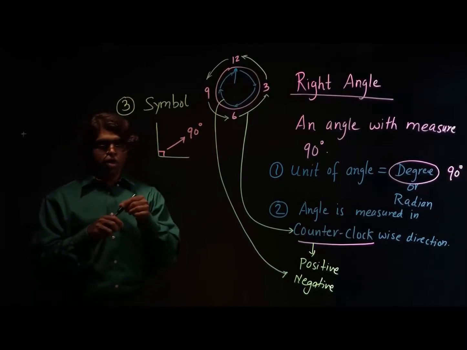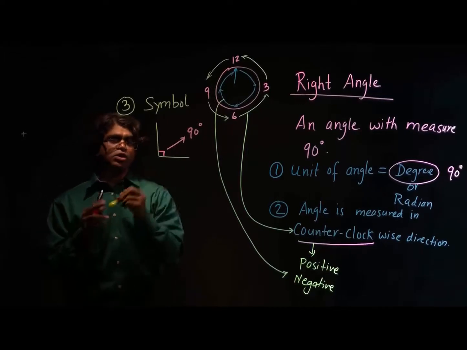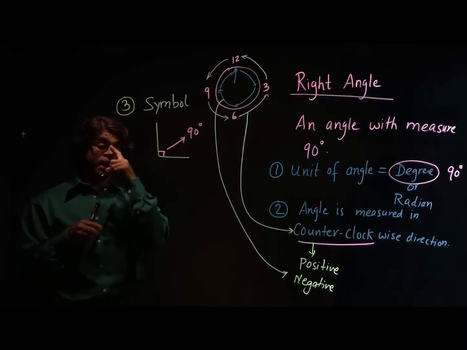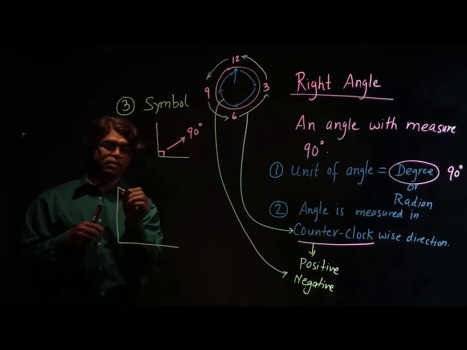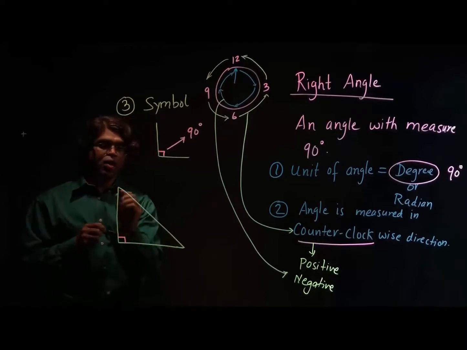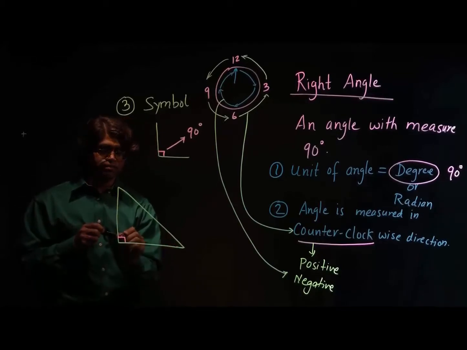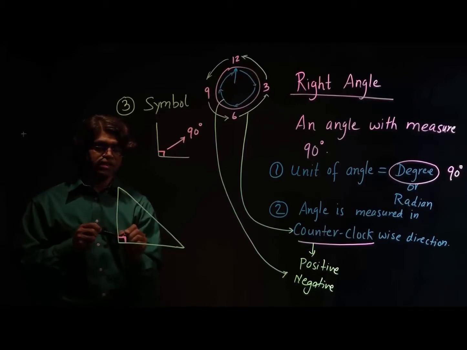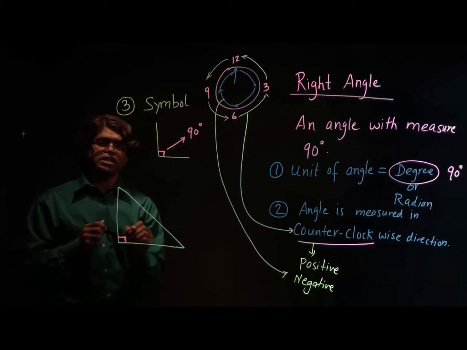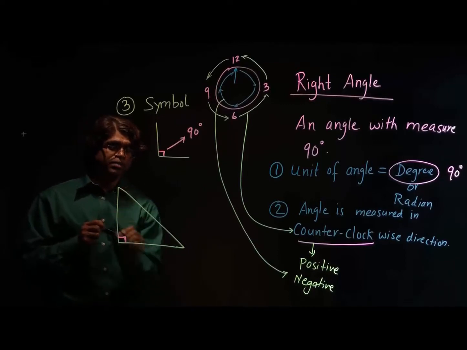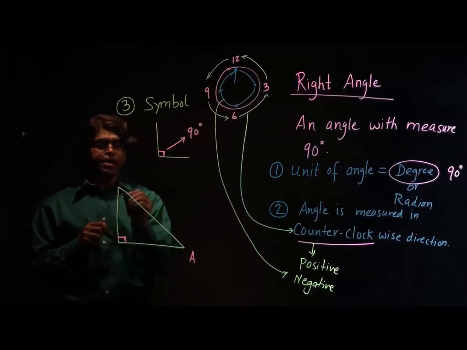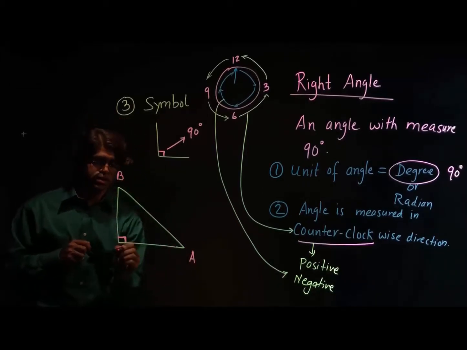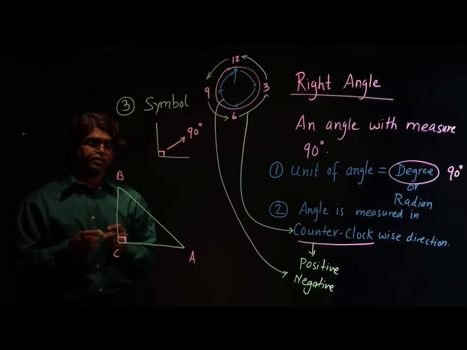Now I'm going to consider a right triangle. How do I know this is a right triangle? I have this symbol given. If this symbol is given, it means this angle is 90 degrees. If this is a right triangle, I'm going to name it. My right triangle is A, B, C.